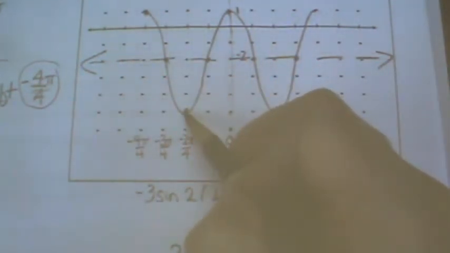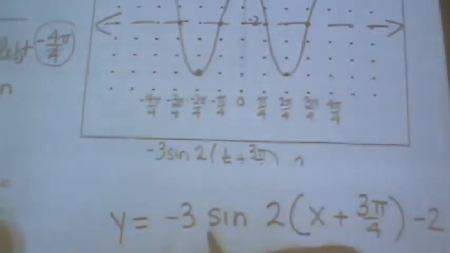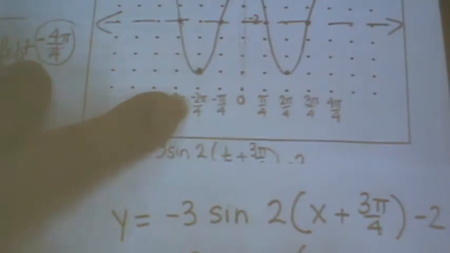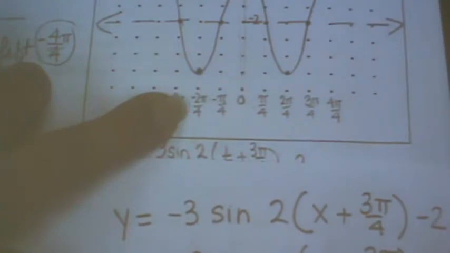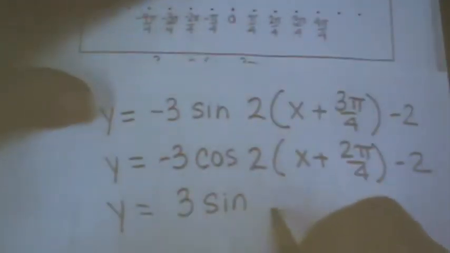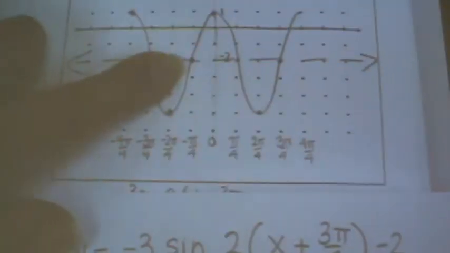What if I wanted to start this right here? What would this graph be called from here? It'd be y equals -3 what? Cosine 2, and that's a shift 2 pi over 4 to the left. So x plus 2 pi over 4, and then -2. What if I wanted to start right here? It'd be a +3 sine 2 x minus, or plus pi over 4, and then -2. What if I wanted to start here?